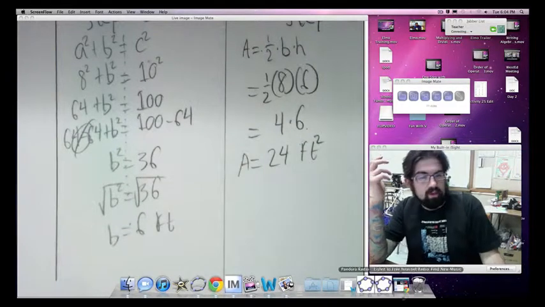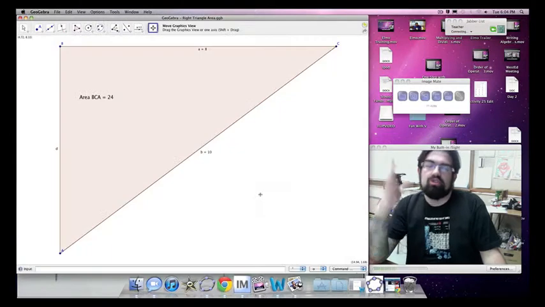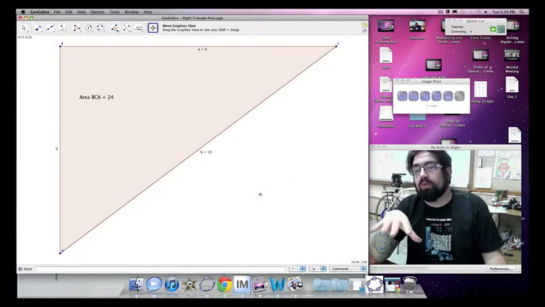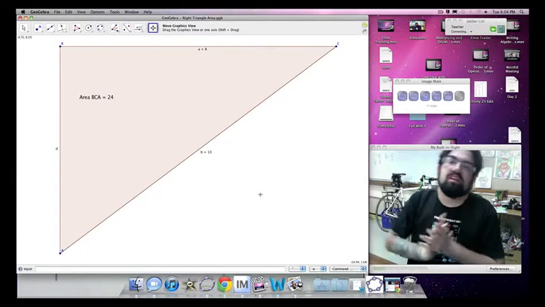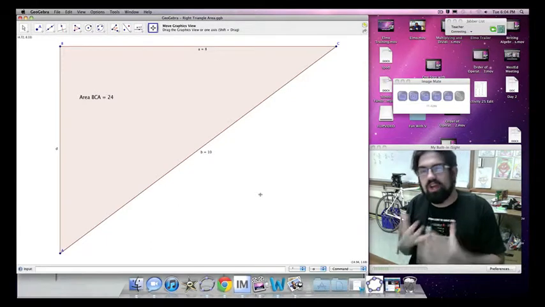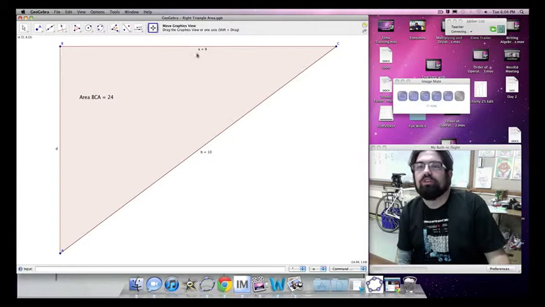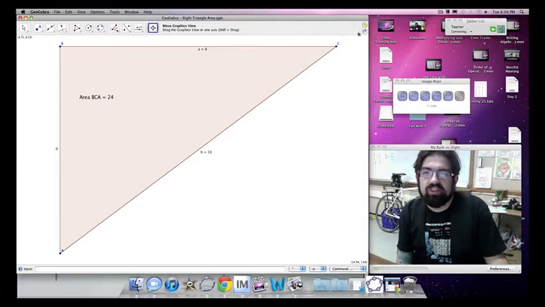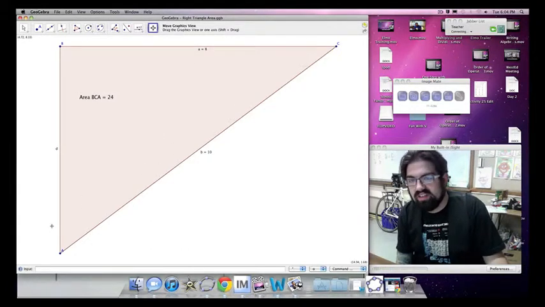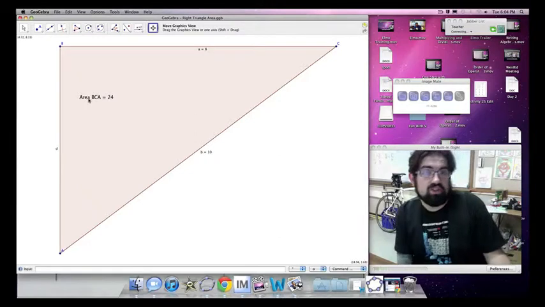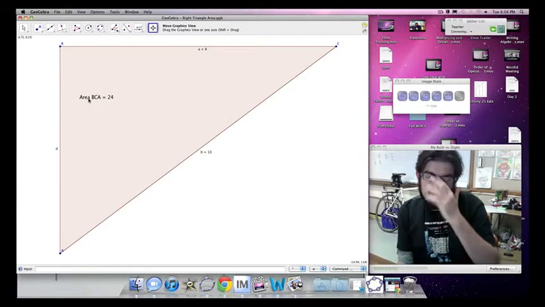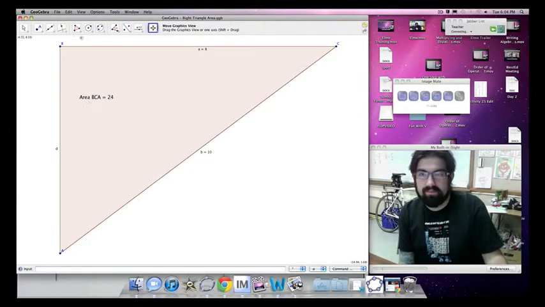I'm going to open up a little program. This is called GeoGebra, and this is a really useful program. I've mentioned it a couple times in class. It lets you do algebra and geometry stuff on a computer program, and it's really nice. So right here I've got this side equal to 8, this side equal to 10. And I've got a little program that tells me what the area is. Well, the area is 24.